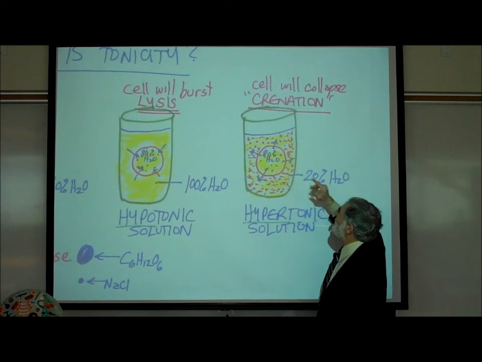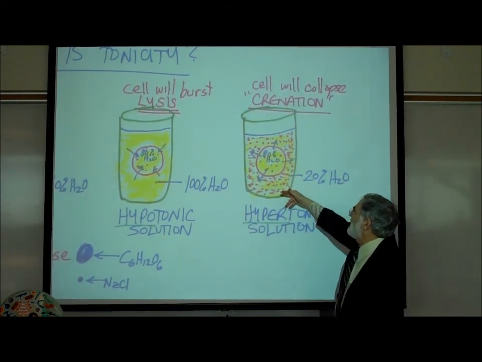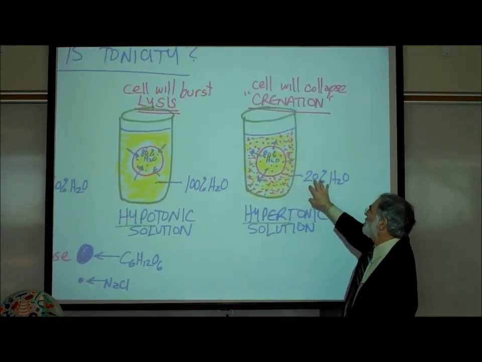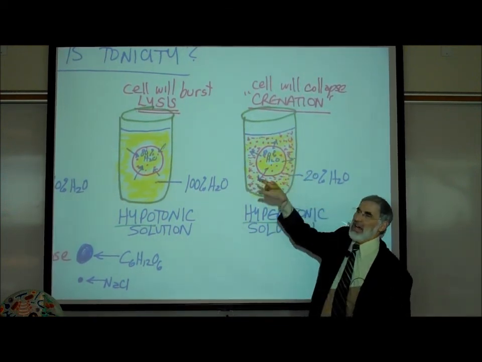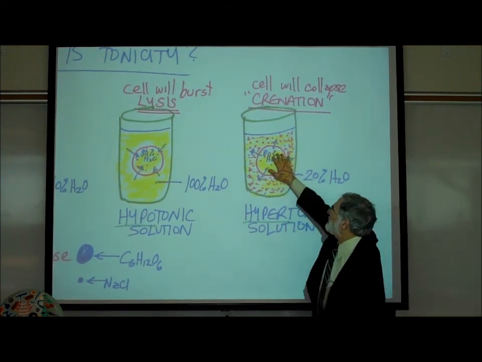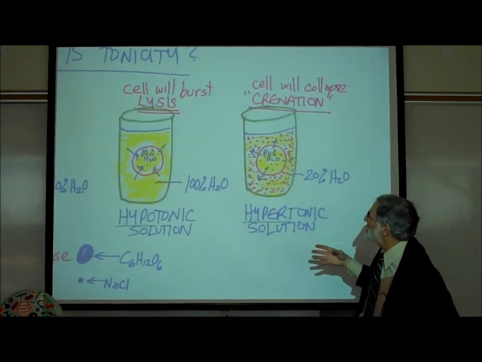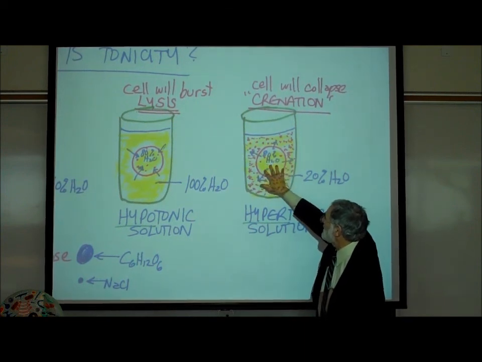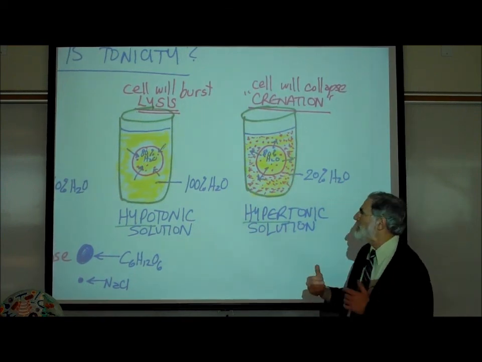Now, in this example we've given here, if the hypertonic solution is 80% solute and only 20% water, remember the inside of a cell is normally 80% water. So if it's 80% water on the inside of the cell and only 20% water on the outside, can you see that there is a higher proportion of water actually inside the cell than outside in terms of the proportion of water and solute?